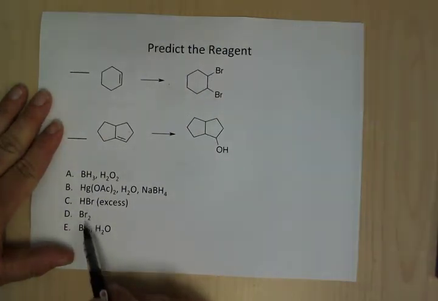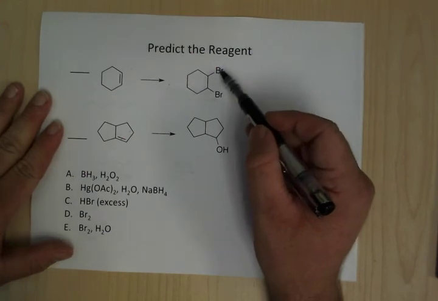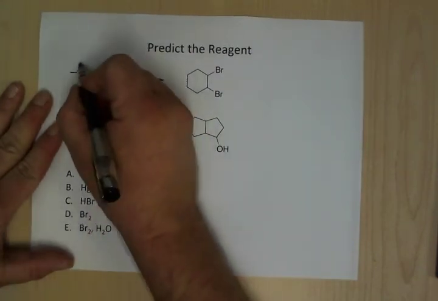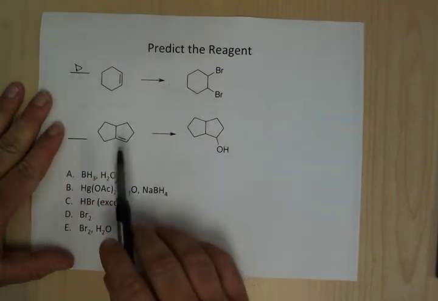Now, bromine and water: with bromine and water, you get the halohydrin, where a bromine is on one side and an OH is on the other. So it can't be this one, so it has to be D.